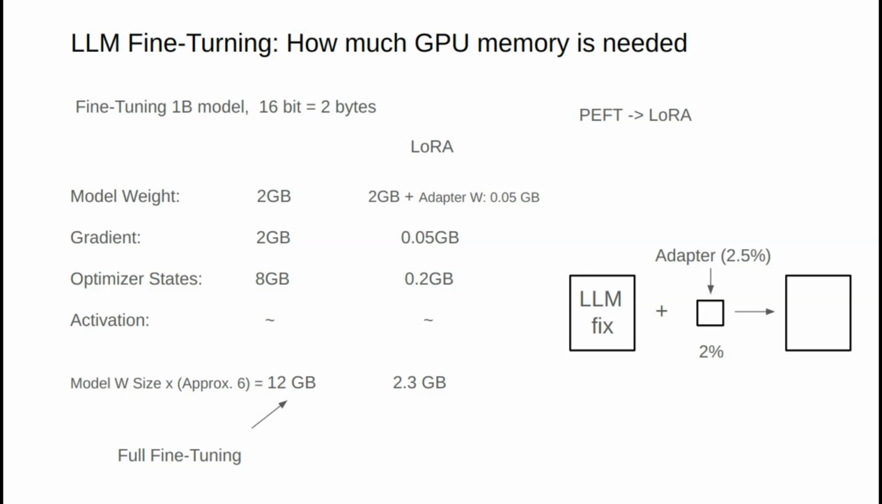In practice, the adapter's parameter size is often even smaller than 2.5%. To further reduce memory requirements, another approach is QLoRA, quantized LoRA. QLoRA compresses the model weights using quantization techniques, reducing their memory footprint. For instance, 16-bit weights can be quantized to 8-bit or 4-bit, reducing memory usage from 2 gigabytes to 1 gigabyte or 0.5 gigabytes. With this method, memory consumption is significantly reduced.